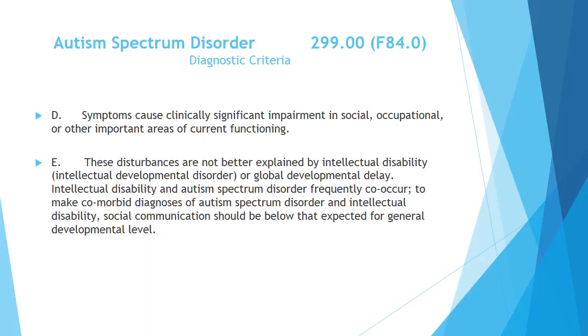Symptoms cause clinically significant impairment in social, occupational, or other important areas of current functioning, and these disturbances are not better explained by intellectual disability, intellectual development disorder, or global developmental delay. Intellectual disability and autism spectrum disorder frequently co-occur, to make a comorbid diagnosis of autism spectrum disorder and intellectual disability. Social communication should be below that expected for general developmental level.